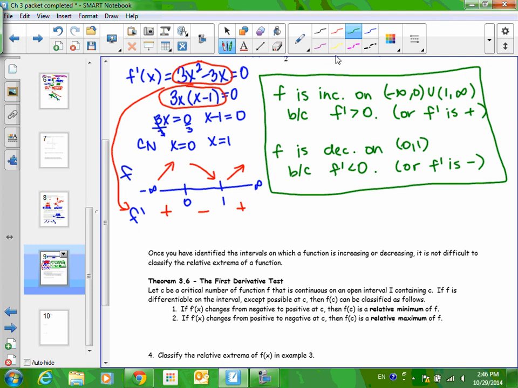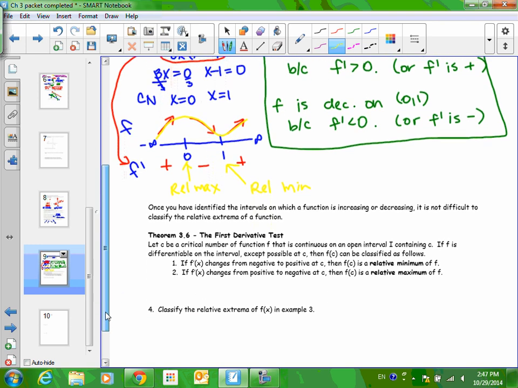Do you see it? I mean, look at this. This isn't really a graph, but if I kind of follow it, yeah, so which one is 0? The relative min or max? It's the relative max, and this one is the relative min, which brings us to the next theorem.